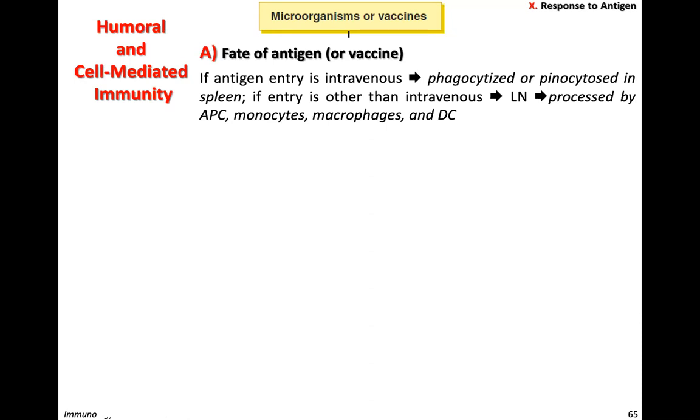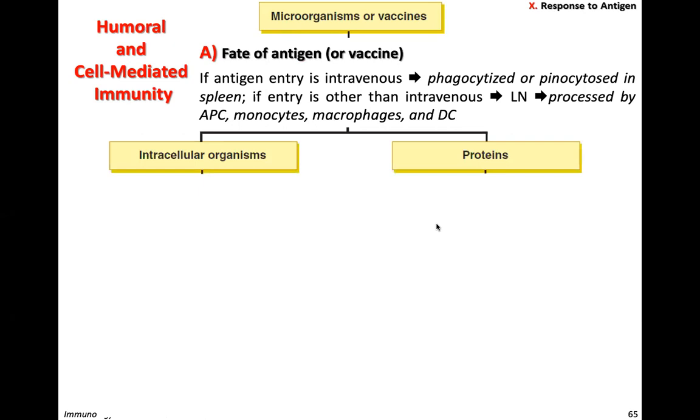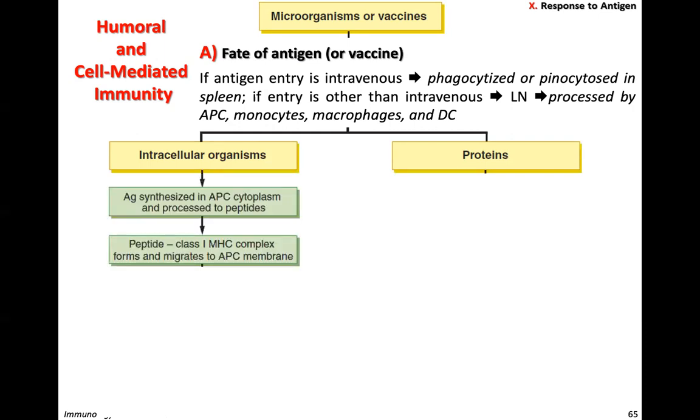So if the antigen entry was intravenous, phagocytosis and pinocytosis occur in this plane. And if the entry is other than intravenous, it will be recruited to the lymph node and will be processed by the antigen-presenting cells: monocytes, macrophages, and dendritic cells. So actually, we have two different antigen categories, either intracellular organisms or exogenous protein. Let's talk first about the intracellular organisms.